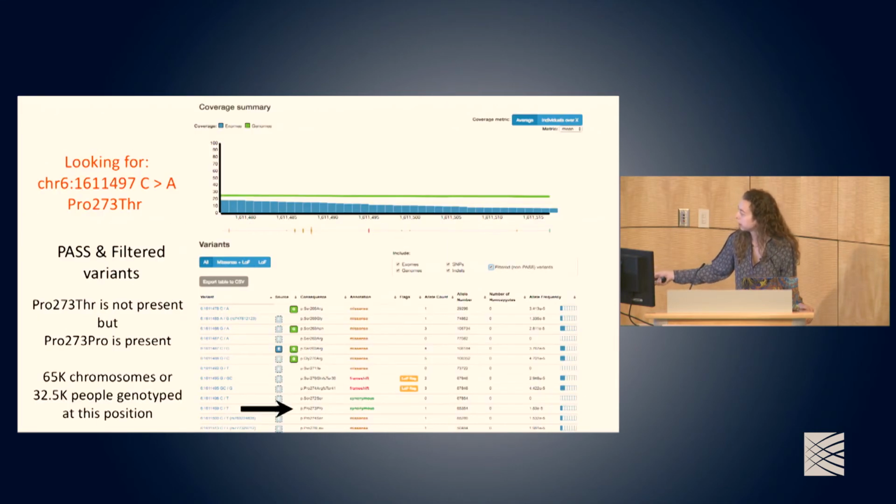Okay, I can look there, and I can look at the allele number, so I can see the number of chromosomes that have been genotyped at that site, so 65,000 chromosomes, so about 32,000 people have been genotyped at this site. And so while I can't say the variant is absent from all of gnomAD, implying 138,000 people, I can say it's absent in 32,000 people, which is still a reasonable thing to say. And so you can use gnomAD to figure that out.